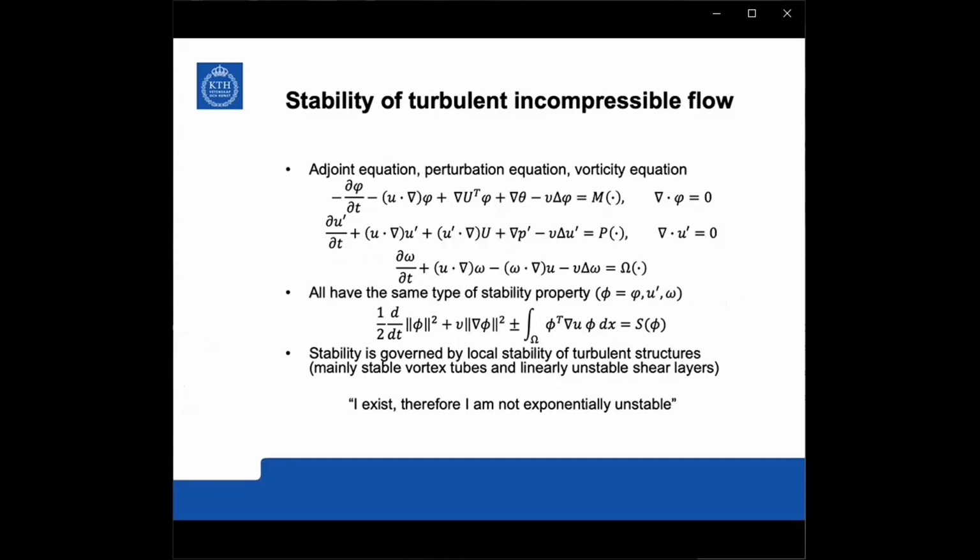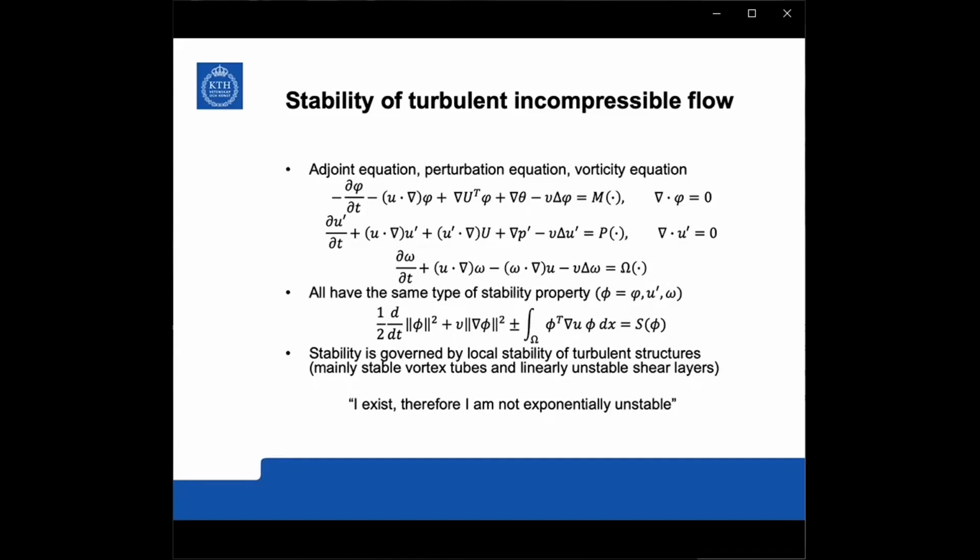Finally, some words about the stability of turbulence, or specifically turbulent incompressible flow. So we solve the adjoint equation in our adaptive algorithms, and we can also study perturbations in the perturbation equation, or the evolution of vorticity in a vorticity equation. All these equations describe the evolution of derivatives of some sort, and they have very similar stability properties.